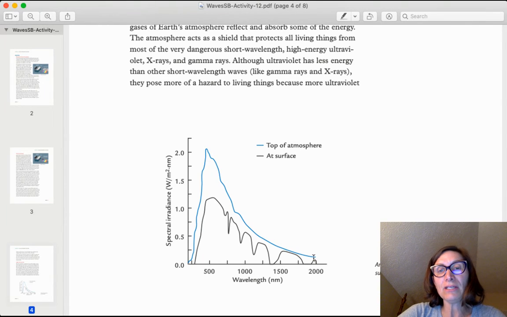As you get out into the longer wavelengths, those really low frequencies, there's just not much out there from the sun. And this is the sun. So the sun's energy that's coming to us is pretty high energy.